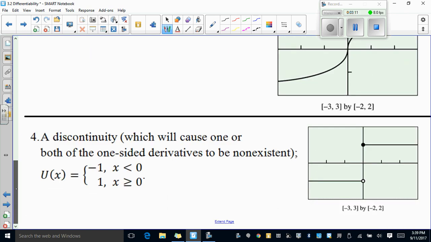And last but not least, a discontinuity, which will cause one or both of the one-sided derivatives to not exist at all. In this case, coming from the right, my limit is 1, but coming from the left, it is -1. Therefore, I can't take the derivative at 0 because it's not defined. And that's what it comes down to, that continuity idea. If it's not continuous, it's not differentiable.